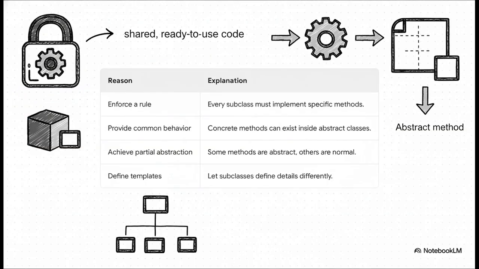So when would you actually reach for an abstract class? Well, this table lays it out pretty clearly. You use one when you want to enforce some rules, making sure every child class has certain methods, while also giving them some shared, ready-to-use code to start with. It's really the perfect blend of here are the rules and here's some help to get you started.